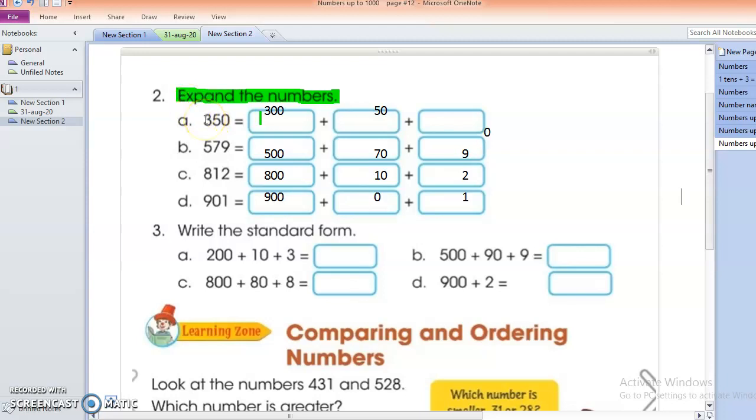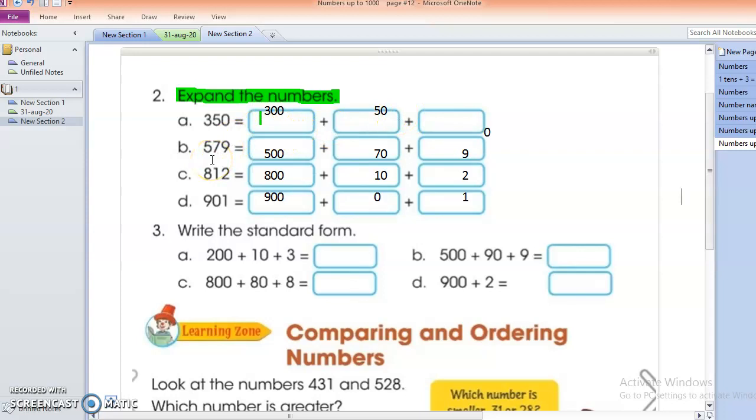So 3, you have to write the values, because 3 is at the position of 100, so its value will be 300, so I will write 300. 5 is at the tens place, so its value will be 50. 0 value will be 0, same. So it's 300 plus 50 plus 0.